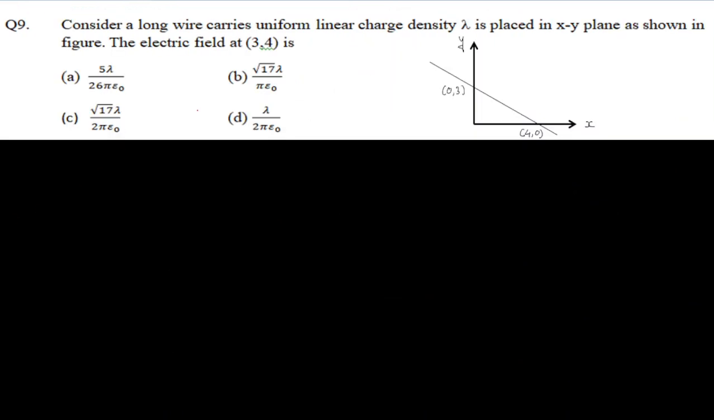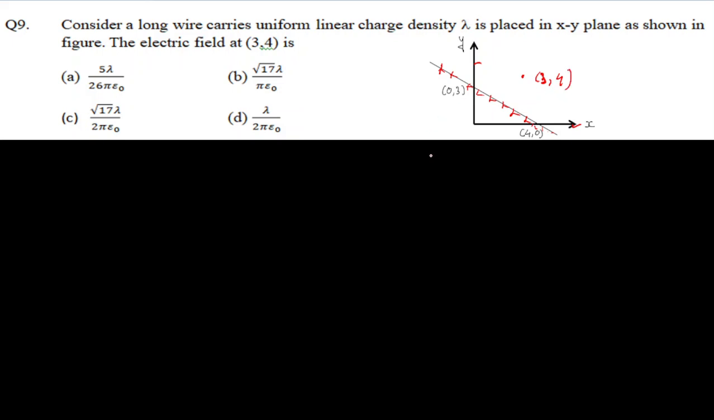In question number 9, it is written: consider a long wire carrying a linear charge density lambda placed in the xy plane as shown in the figure. The net electric field at point (3, 4). Good. So in this question, this is the x-axis, this is the y-axis, and we have an infinitely long charge-carrying wire. Because of that, we have to calculate the electric field at the point (3, 4).